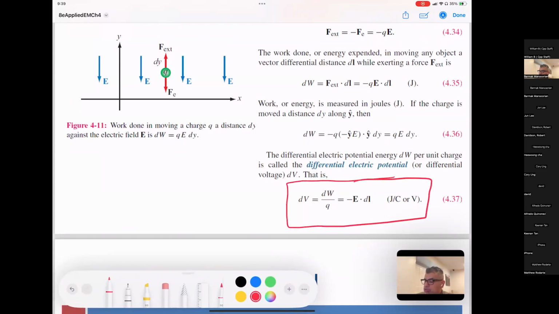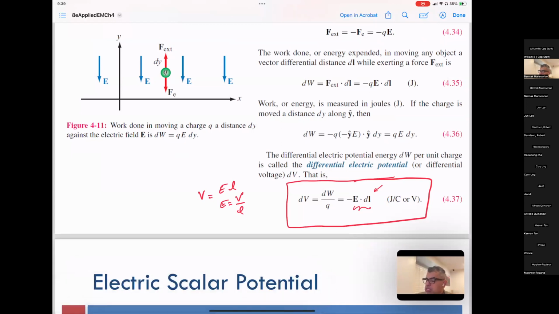That's how it's defined. Basically, it's the dot product of the electric field along the length of the line, looking at that charge. If my electric field was pointing in the direction of L, it would be E times L, and E would be voltage over distance. We'll see that in a second.